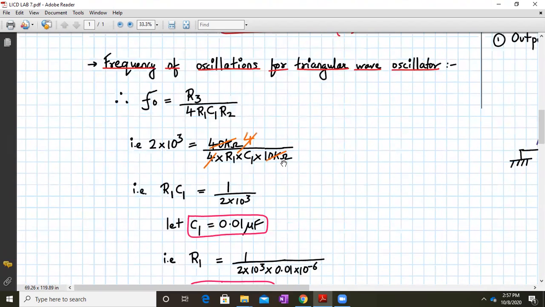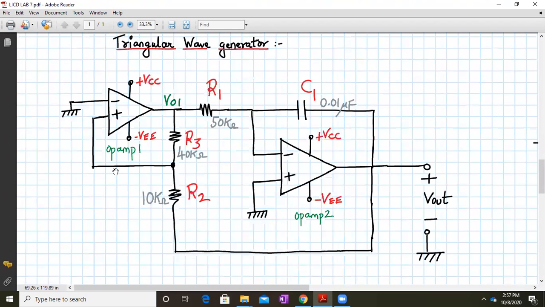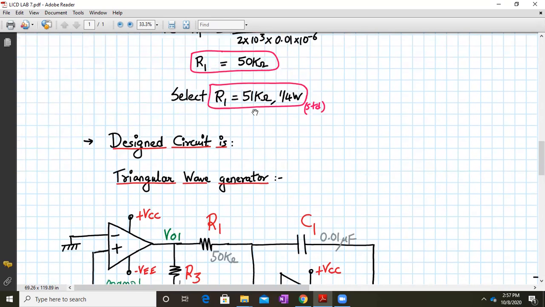Okay, we'll look into the circuit. This is my triangular wave generator. So Vout is producing a triangular wave and VO1 is producing a square wave. These are the values of resistors R3, R2, R1, and here is my capacitor C1. So let us go back to the design.